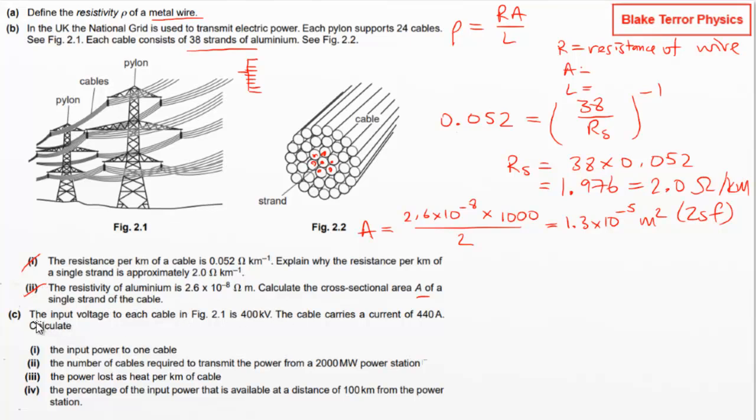Part C, calculate what? Oh, we've got the input voltage: 400 kilovolts going into the cables. The cable carries a current of 440 amps, right? And then calculate the input power, number of cables, the power loss, and then some kind of percentage at the end, right? Okay, so again, let's just be clear on these.